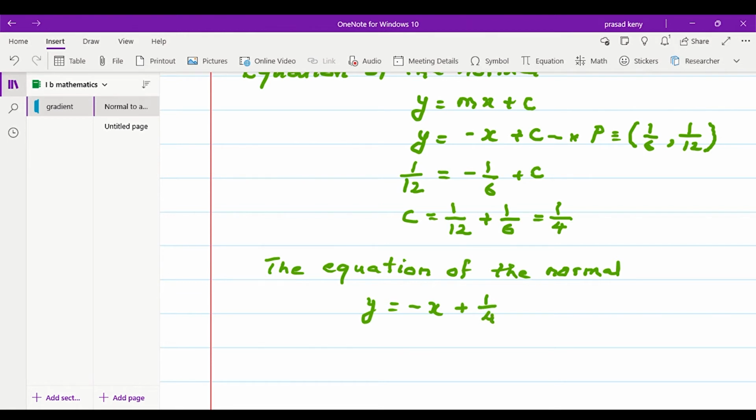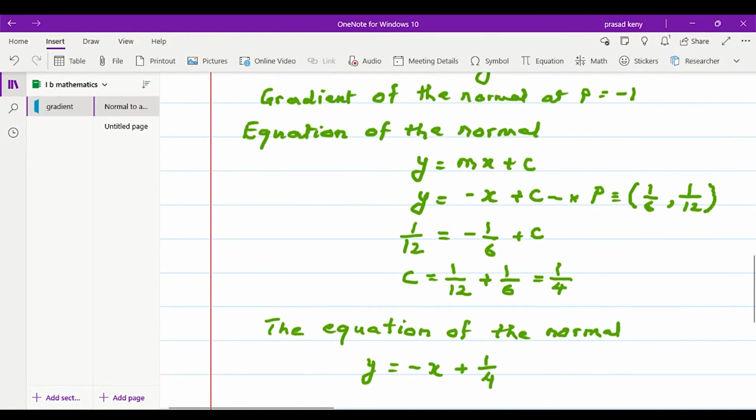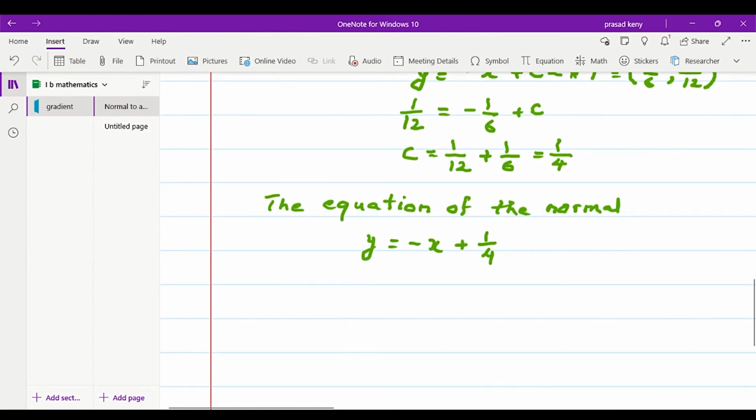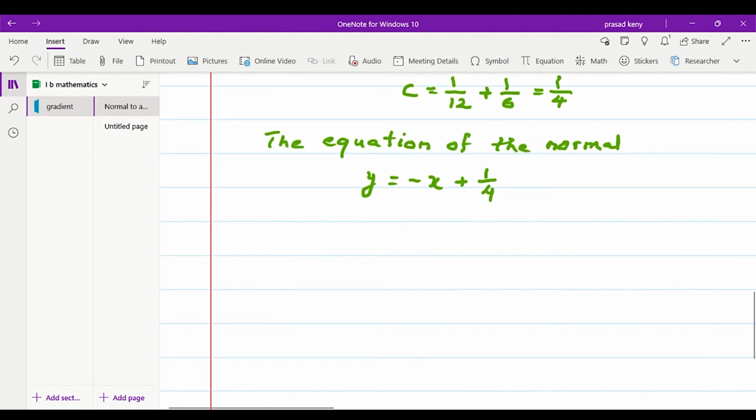Now my next step is I want to find out the coordinates of the point of intersection of the normal with the curve, and for that I will solve the equation of the normal and the equation of the curve simultaneously. Now the equation of the curve is y is equal to 3x square. So what should I do to solve simultaneously? I'll just put y from the equation of the normal into the equation of the curve.